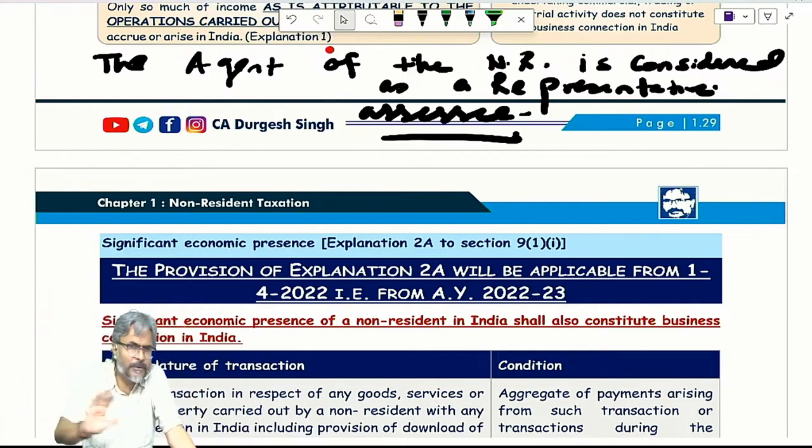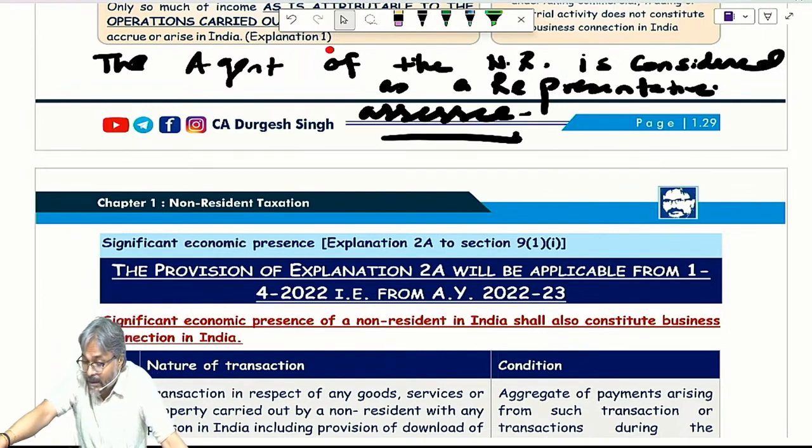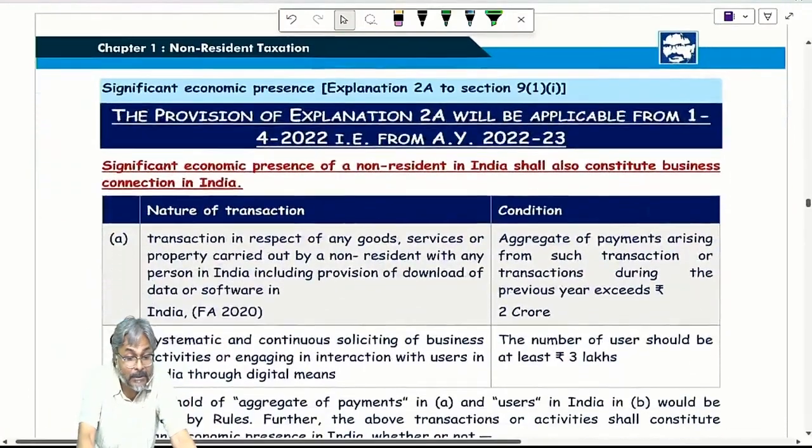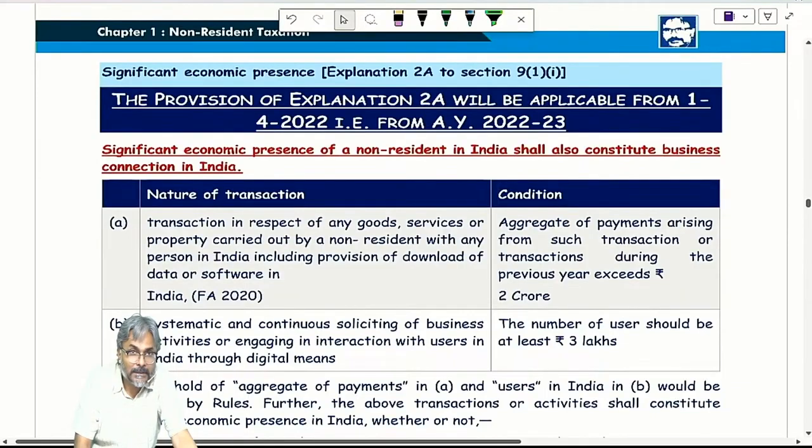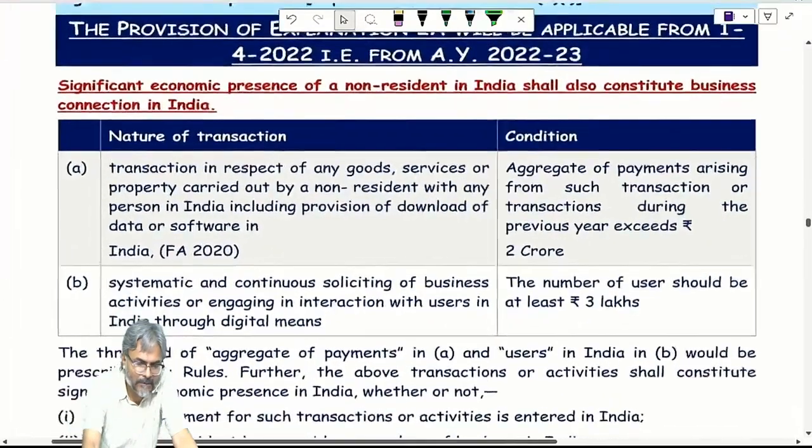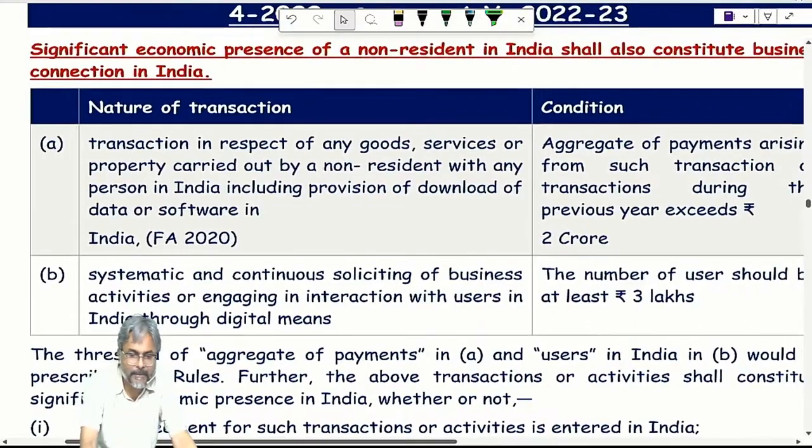If there is a physical presence, we don't see any turnover and the number of users, those have got no relevance. But if there is no such physical presence in India, then we see how much is the economic interest of that non-resident in India, and on that basis we decide whether that non-resident may have a business connection in India or not. Is that point clear to all of you students? So therefore, now the excitement is building up. What then constitutes the significant economic presence? I want all of you to read this point number A and point number B.